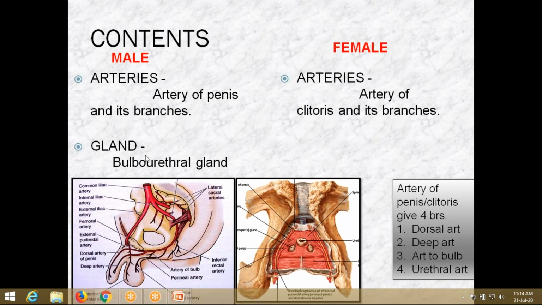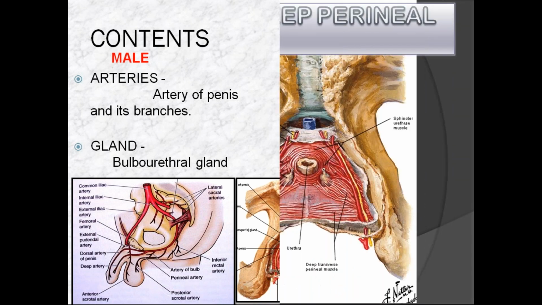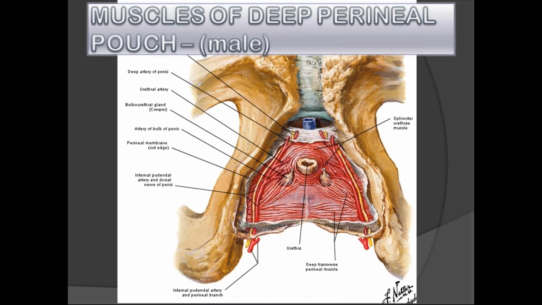In case of male, bulbourethral glands are situated in deep perineal pouch. In case of female, no glands. So bulbourethral glands are situated in deep perineal pouch. In case of female, no glands, right? So these are the contents situated in deep perineal pouch.